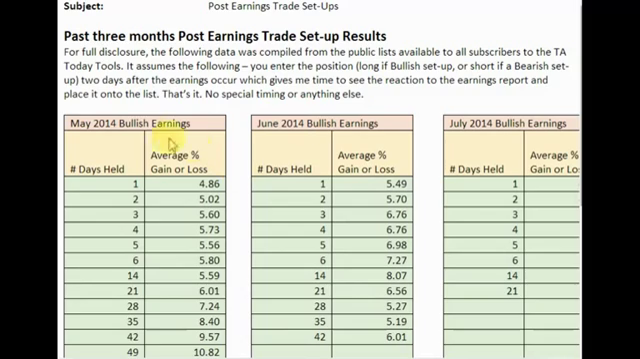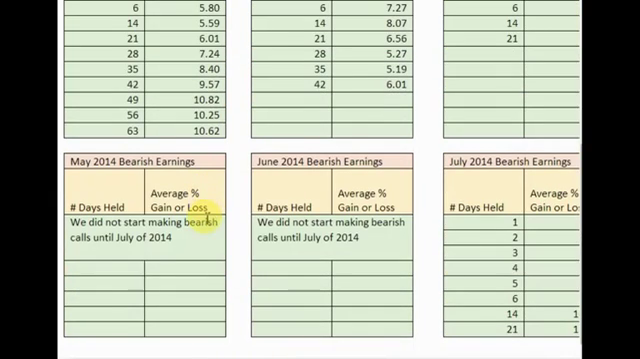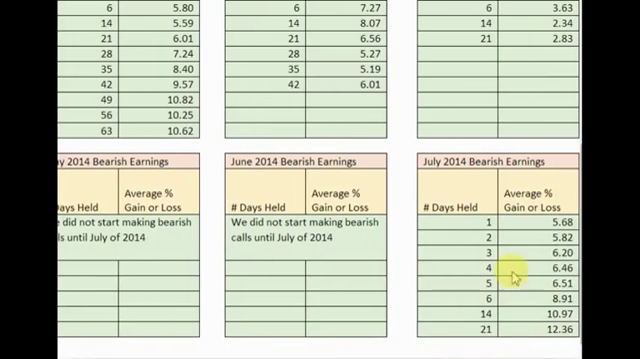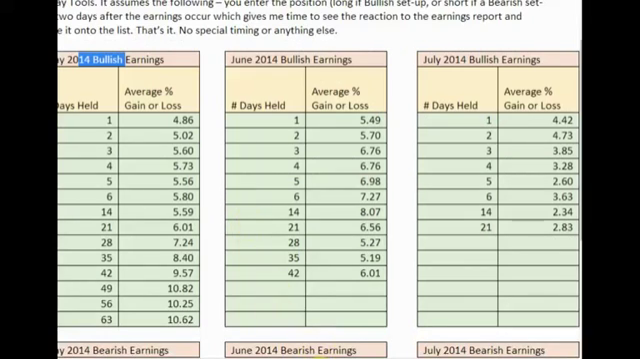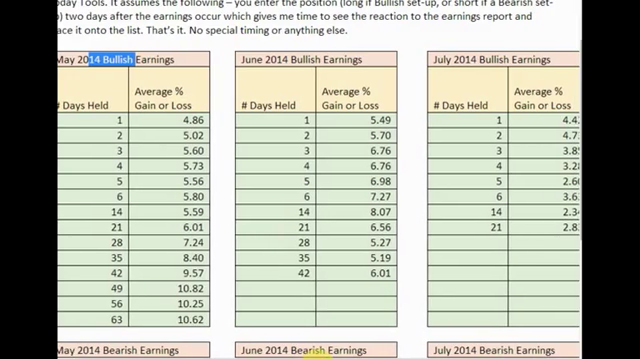I've been doing this for 3 months. Here's the bullish ones and the bearish ones. Didn't start doing the bearish ones until July. But if you look at the returns that have been generated, this is May. If you held it, and this is, you buy it 2 days after, which is the day after I post it. You buy it on the open, on the longs. These are the average gains that have taken place.